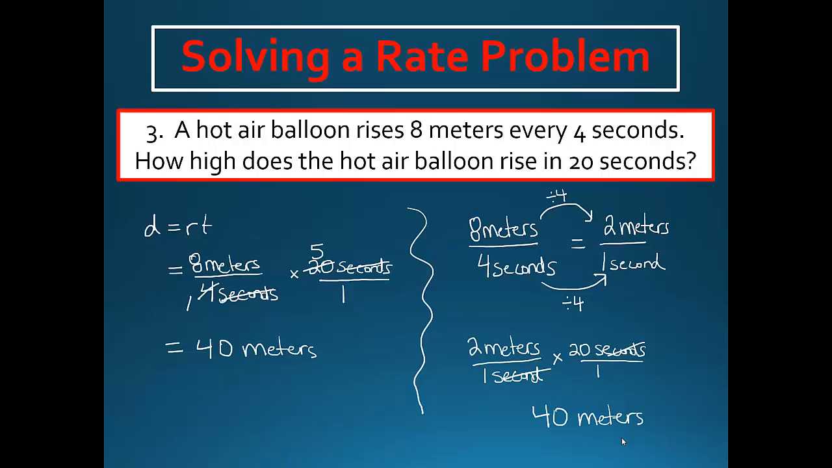Notice that we got the same thing both times. The first time we did a formula, D equals RT, and the second time we did a unit rate. We changed 8 meters in 4 seconds to 2 meters per second to help us solve the problem.